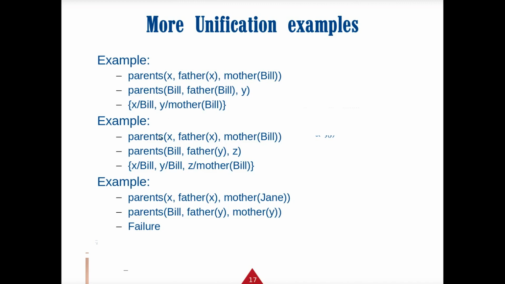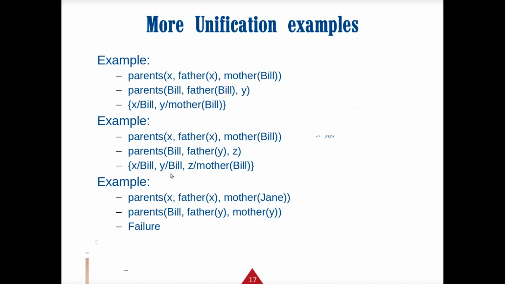In other examples, we have the parents x, we have the father x, and the mother of Bill, and we also have this sentence again, parents of Bill, father of y, and z. So the most general case is, well, we know that if we follow the instance again, that x is going to be Bill, and we also know the father of x is Bill, so we know that y is Bill, and we know z is the mother of Bill, so we have these sentences here. So again, the parents would be child and the parents.